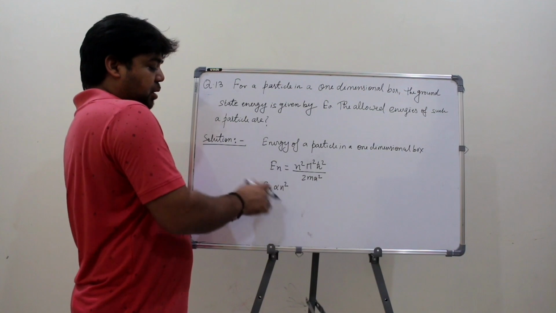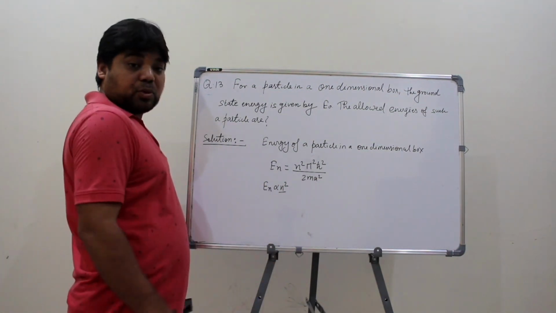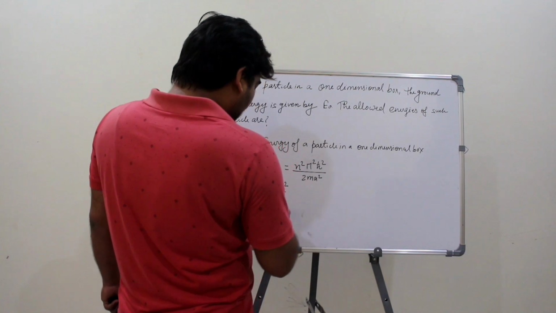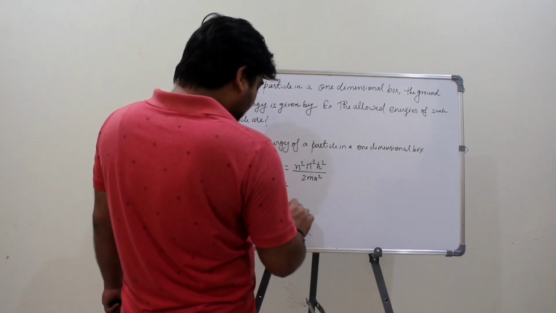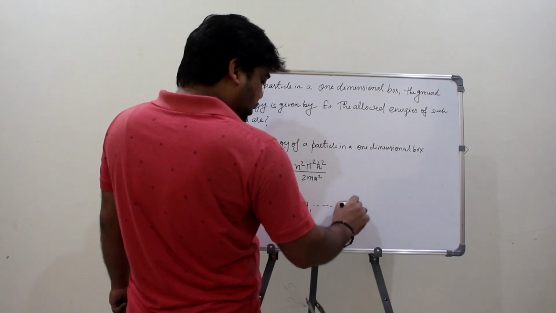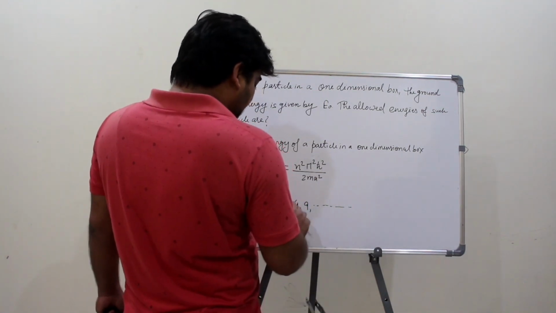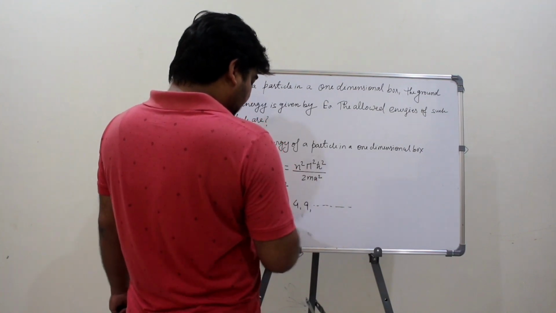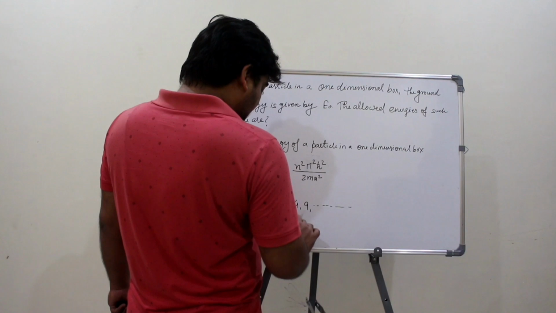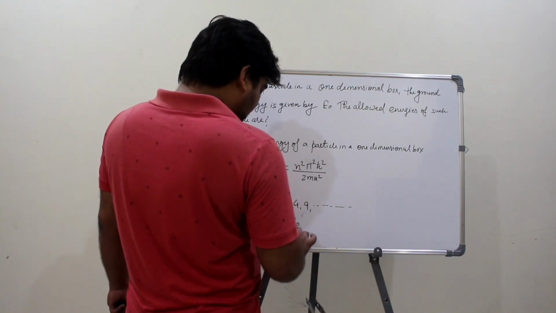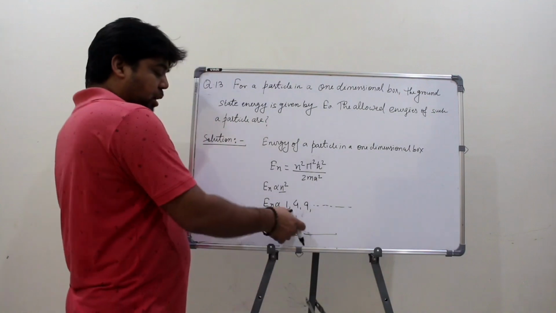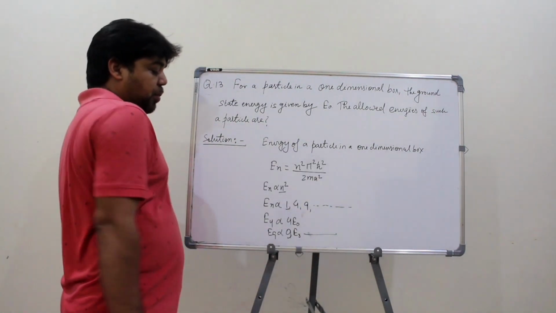So the allowed energies of states in the one-dimensional box are proportional to the square of the number of the state. So allowed values are En proportional to 1, 4, 9 and so on, all n square values. Which means that if you take E naught as 1, then E4 will be 4 times E naught, E9 will be 9 times E naught, or similarly, n square times E naught. So this is a simple question and simple answer.